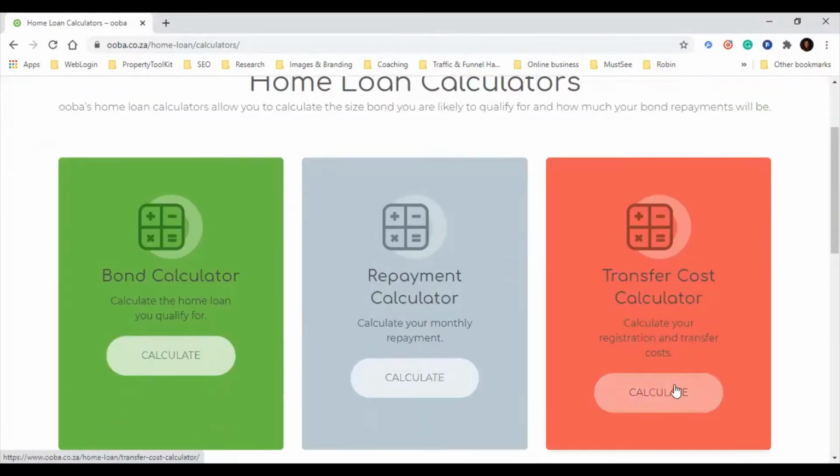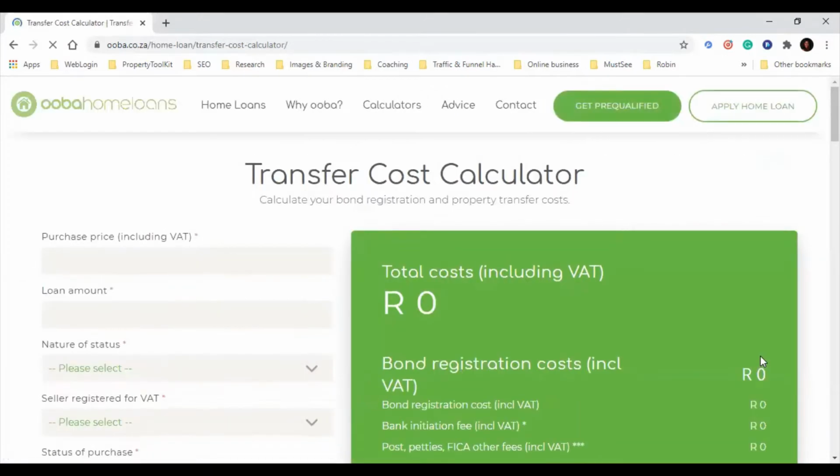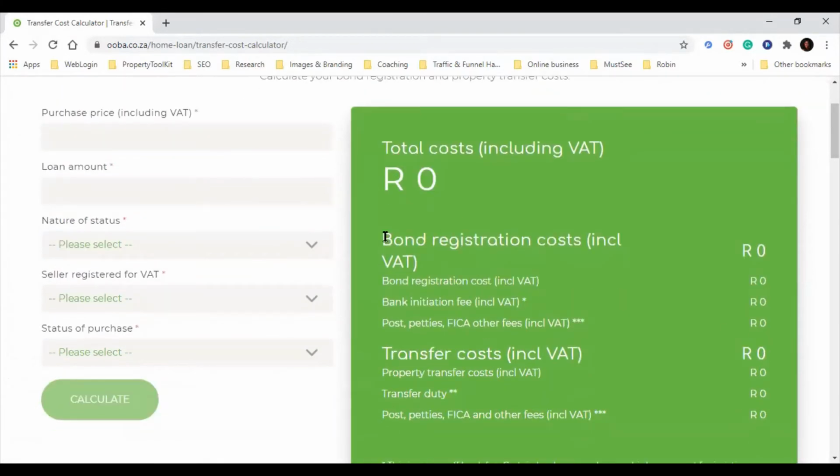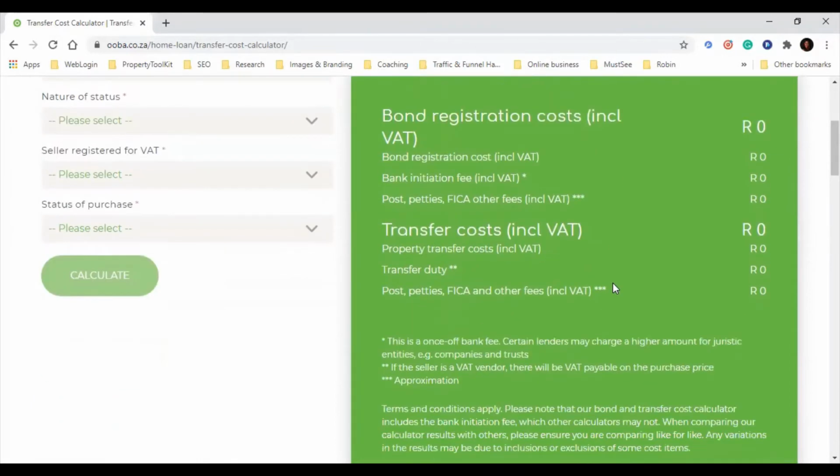Now, let me define closing costs just before we get into using this particular calculator. Your closing costs, as you will see on this calculator, is bond registration costs and transfer costs, meaning when the bank is giving you the money to actually go and purchase the property, they are going to have to register a bond for you. So therefore, you will pay bond registration costs. And this is all the different fees that you will find under the bond registration costs. The second part of your closing costs is your transfer costs.